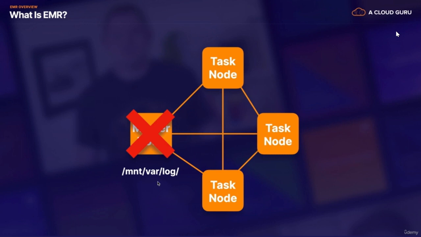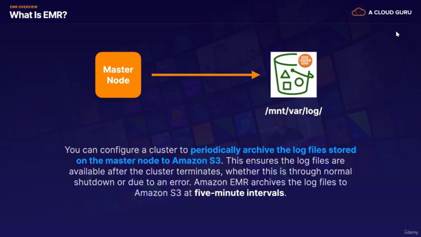And what you're going to see in the exam is scenarios where it's talking about you've got an EMR cluster and you need the log data on your master node to persist. What should you do? Well, essentially what you do is you move your log data over to S3. So you can configure a cluster to periodically archive the log files stored on the master node to S3. And this ensures that the log files are available after the cluster terminates, whether this is through a normal shutdown or due to an error.